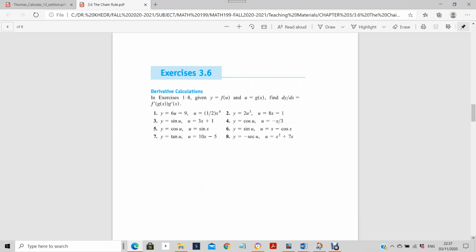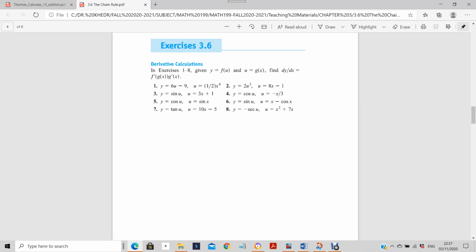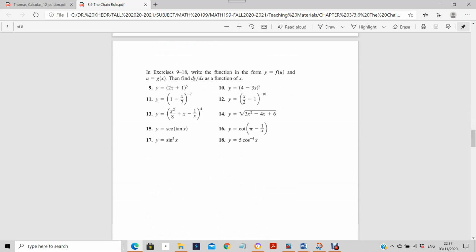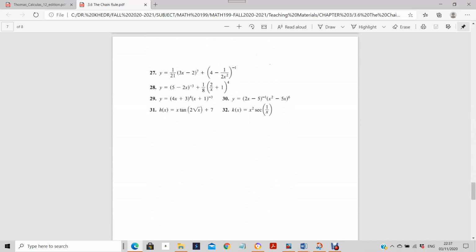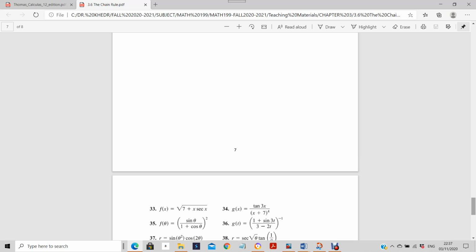Here we have some exercises from your textbook, and we will discuss these questions in our class. Here we have 3 sets of questions, so we'll be discussing these questions in our class.